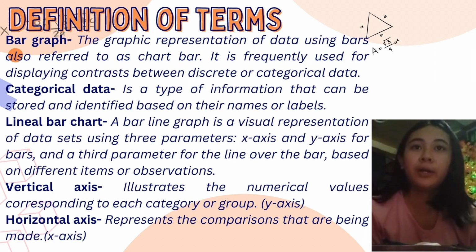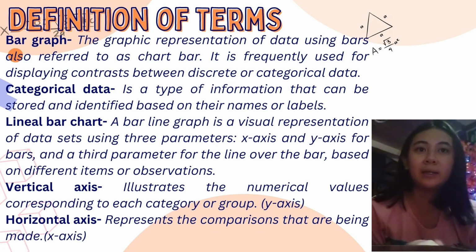Linear bar chart: a bar line graph is a visual representation of data sets using three parameters, x-axis and y-axis for bars, and a third parameter for the line over the bar, based on different items or observations. Vertical axis, y-axis, illustrates the numerical values corresponding to each category or group. Horizontal axis, x-axis, represents the comparisons that are being made.